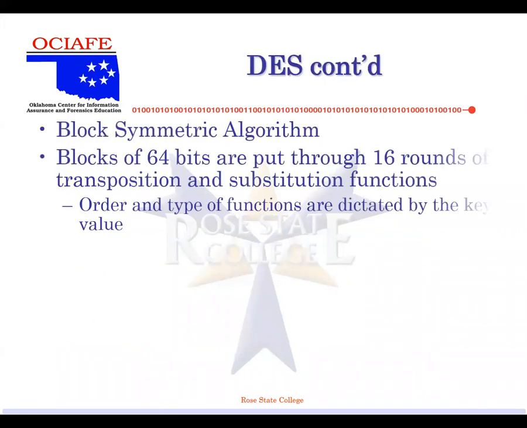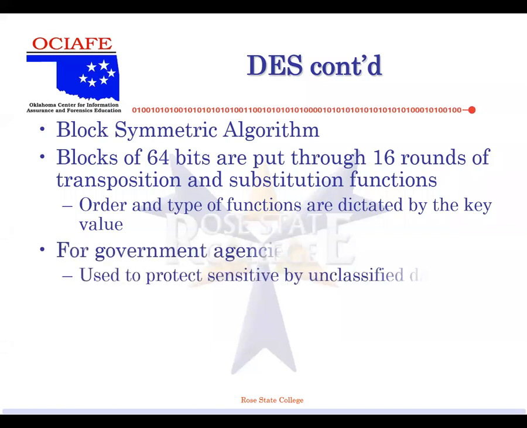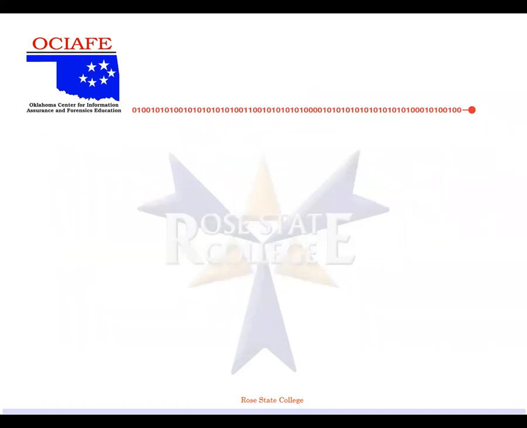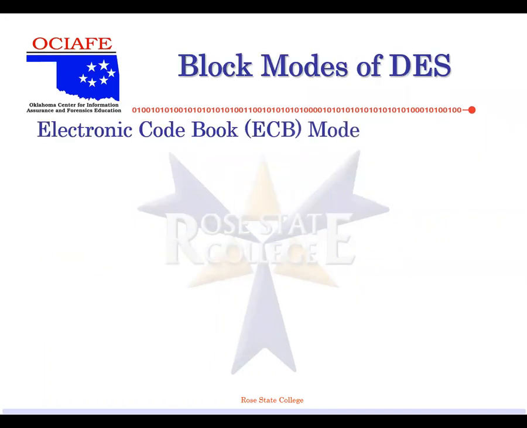All right, we have a block algorithm. The blocks of 64 bits are put through 16 rounds. The order and type of functions are dictated by the key. Government agencies used it to protect unclassified data. Now we have block modes. Block modes are on your test.